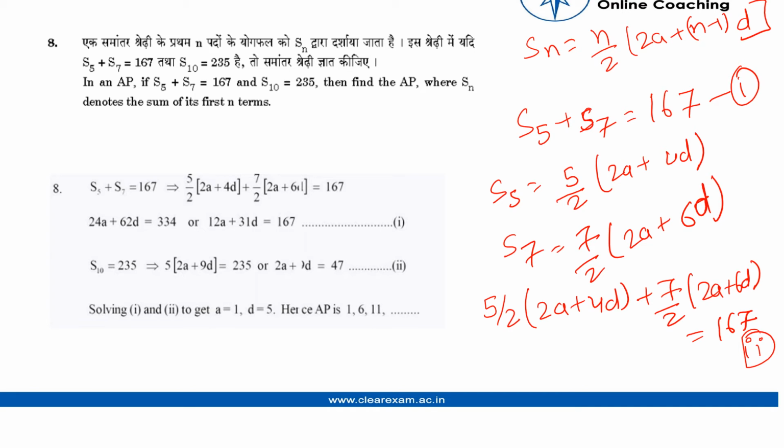Now if we solve this, we will get what? 24a plus 62d equals 334. And if we solve it further, this will become 12a, take out 2 as a common, plus 31d equals 167. This is our third equation.